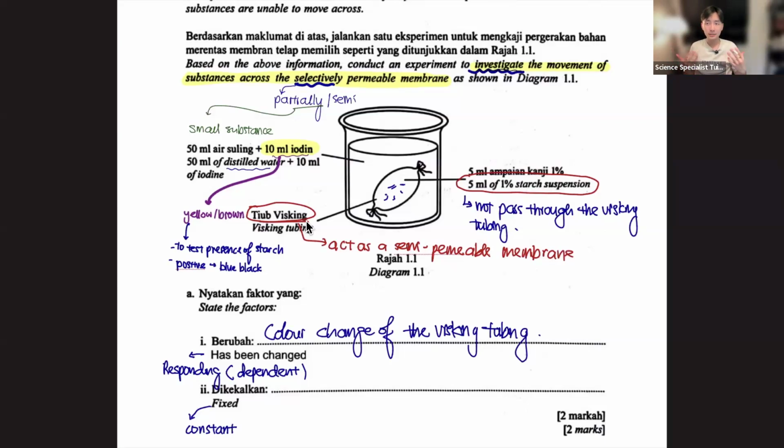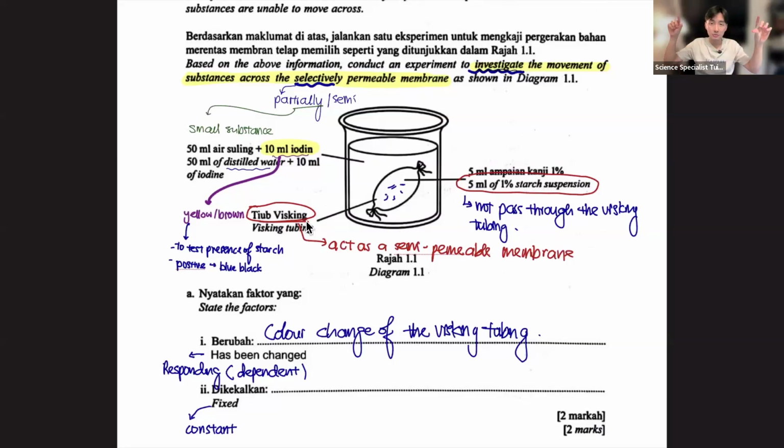What substances? You don't know what will be moving. So one thing about the manipulated variable and responding variable is you don't know what will happen. The manipulated variable and responding variable are a guideline for you to write down the procedure. The experiment hasn't been done, you must have your manipulated variable and responding variable, then only you do the procedure. That's why the manipulated variable and responding variable must come from a problem statement.